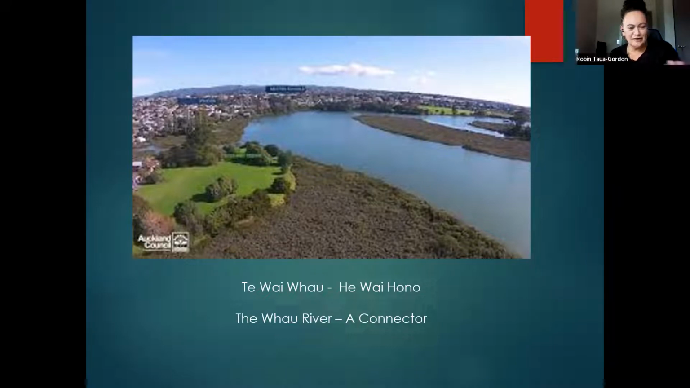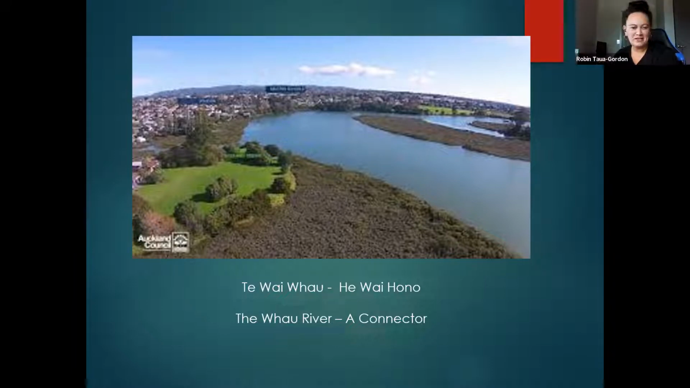So for those of you who are joining from across the motu, across Aotearoa, the Whau River is a connector, first of all, of harbours. So it runs from the Waitemata Harbour, and back in the day, you used to go up the river on the waka, get out of your waka at the end, walk it up Portage Road, which is called Te Toanga Waka, and then you'd be in the Manukau Harbour. So it's a connector of harbours.